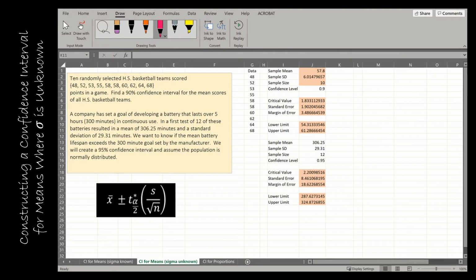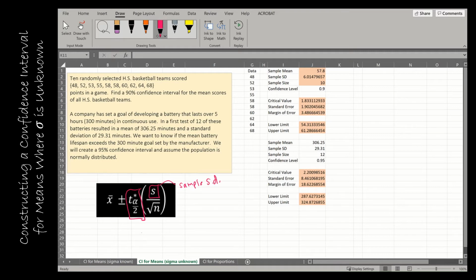Let's take a look now at two more practice questions, and in this case we still are dealing with the mean, but if you'll notice in both of these questions we are not told what the population standard deviation is. So in these cases sigma is unknown. And as you can see, the formula looks really similar to the one we just worked with, with two major differences. Instead of a critical value for z, I'm using a critical value for t. And instead of sigma, I'm using s, and this is my sample standard deviation.